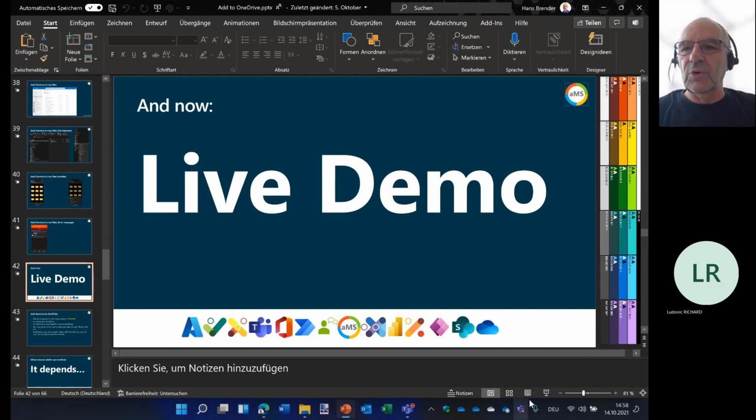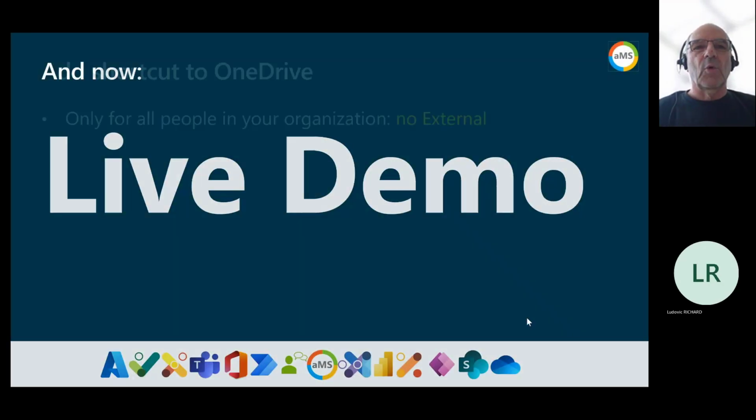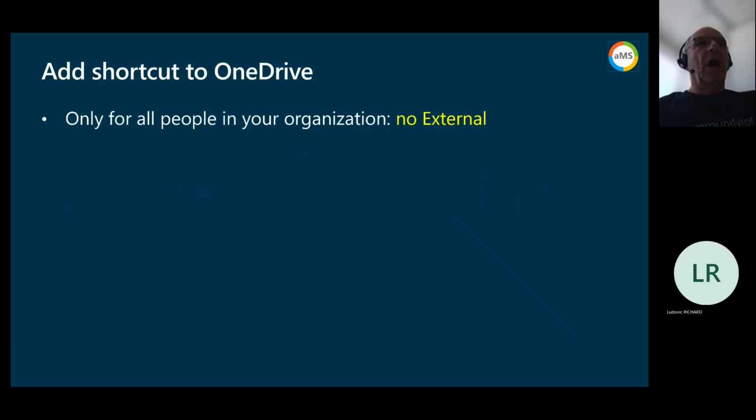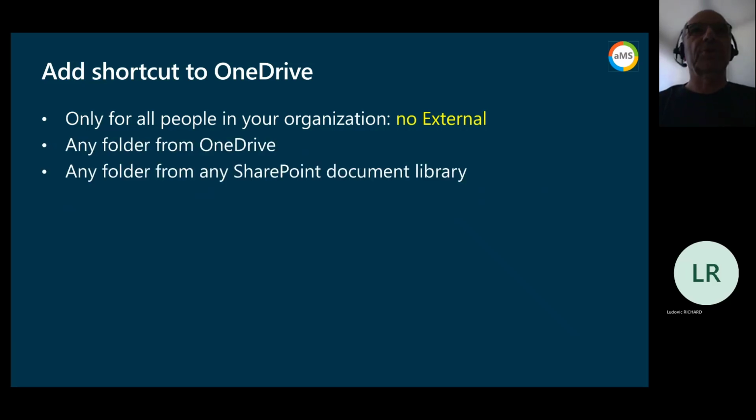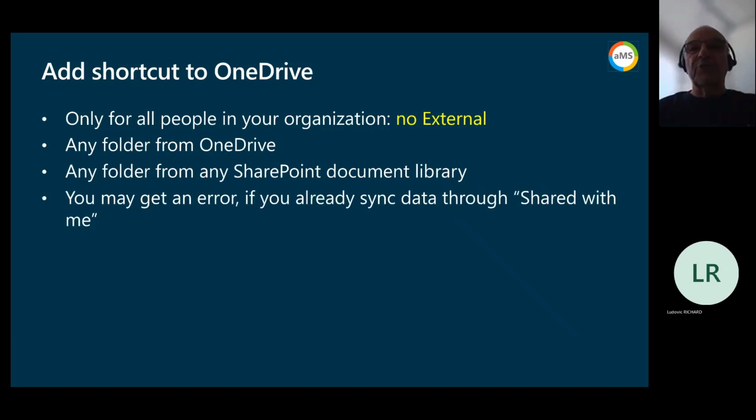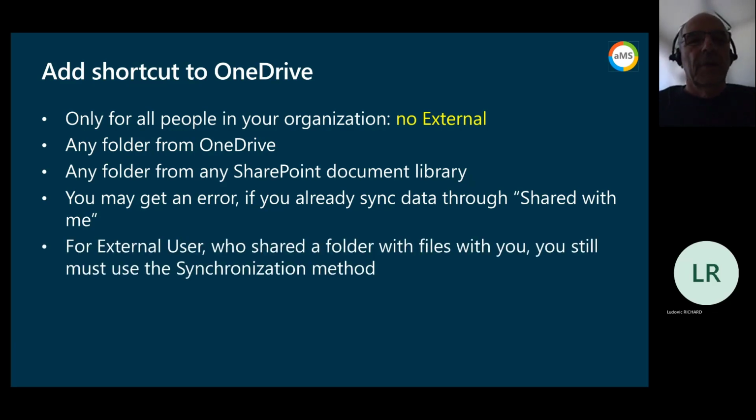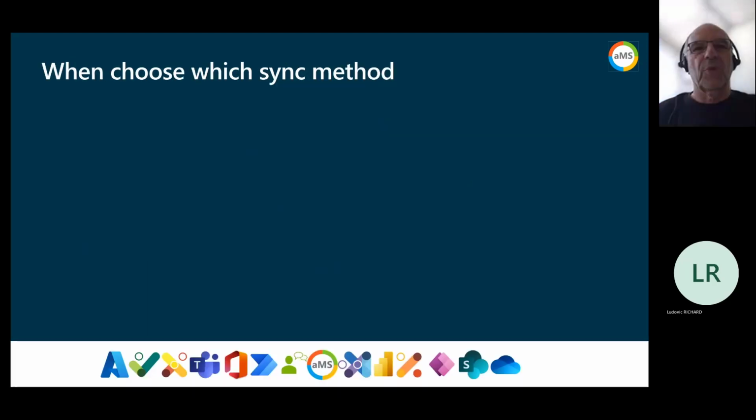So that was our live demo. And therefore you have to ask, what will happen? Only for all people in our organization, no external. External is absolutely different. Only in your company. Any folder from OneDrive, any folder from any SharePoint document library. Only the folder and the subfolders are always included. You may get an error if you already sync data through Shared with me. That is a different one. And for external users who share a folder with files with you, you still must use the synchronization method. Otherwise, it will not work.